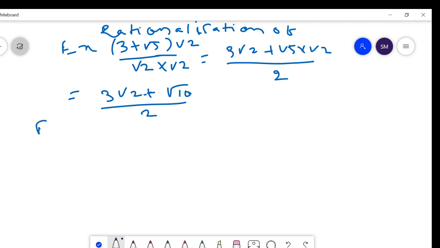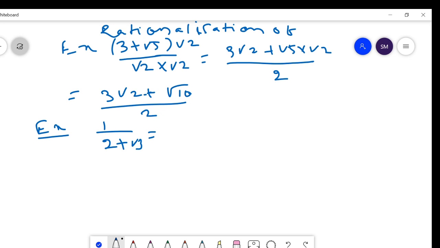Then another example. 1 upon 2 plus root 3. This is to make it rationalize of the denominator. Here, look at here. Here this is a plus b. If we multiply a minus b in the denominator, then by using the identity we get a square. A plus b into a minus b is equal to a square minus b square. Then we get at the denominator a rational number, and this is the rationalization of the denominator.